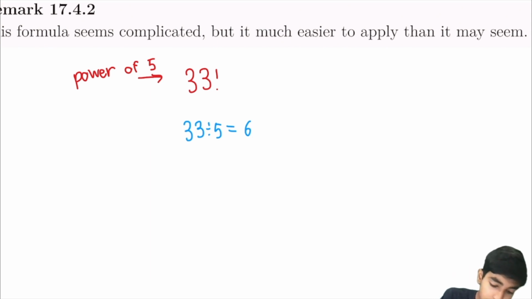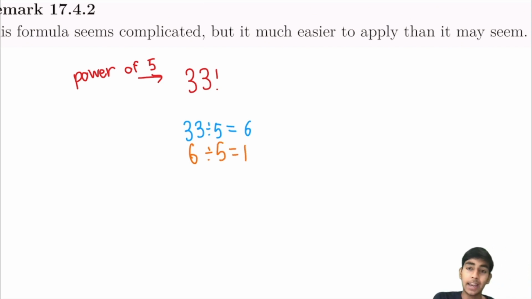And then we take that 6, do 6 divided by 5. That's 1.2, but we, again, ignore the decimal. So just 1. And then 1 divided by 5, if we remove the decimal, that's 0. And now what we do is we just add all these values up. So 7. It's that simple.